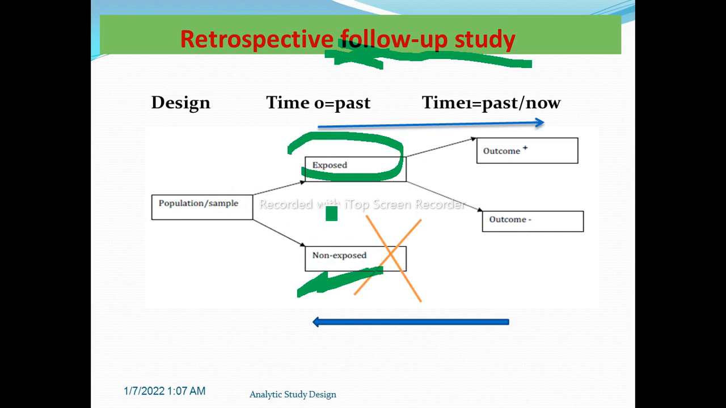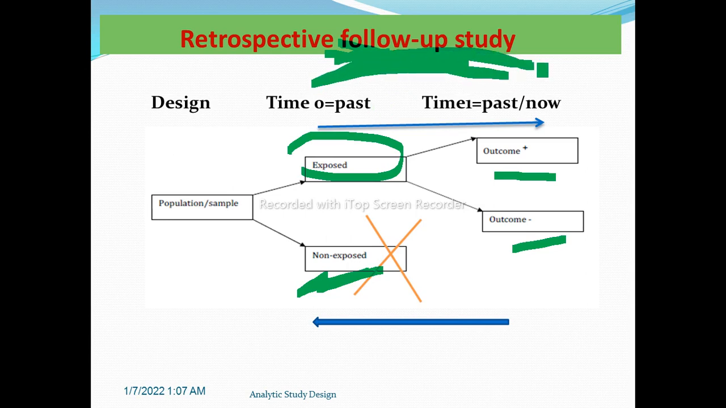So here, this is the population at risk. In the case of this study, non-exposed individuals may not be selected or may not be practical because of ethical issues. From the population at risk, only exposed individuals will be selected and followed into the future, and the development of the outcome and the non-development of the outcome will be compared. So in the case of absent non-exposed individuals, the follow-up study design will be used.